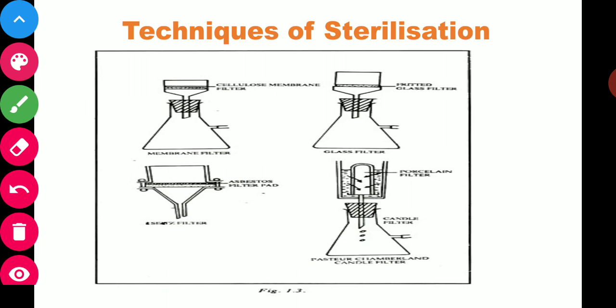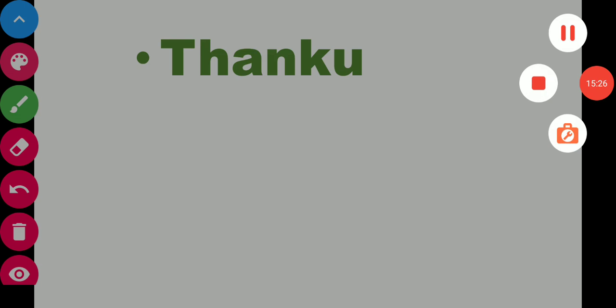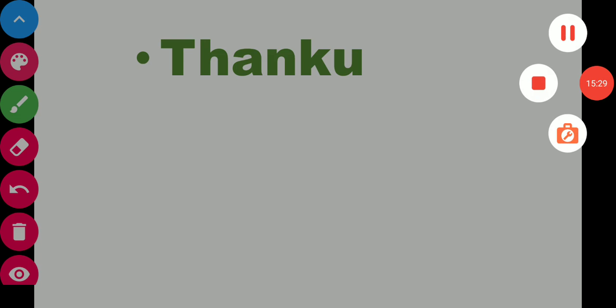Here the cellulosic membrane, asbestos filter, the porcelain filters, and sintered glass filters. There are different types of filters shown here in the diagram. So these are the different methods which are generally used for the sterilization of different equipment, instruments, and explants during tissue culture and microbiological experiments.